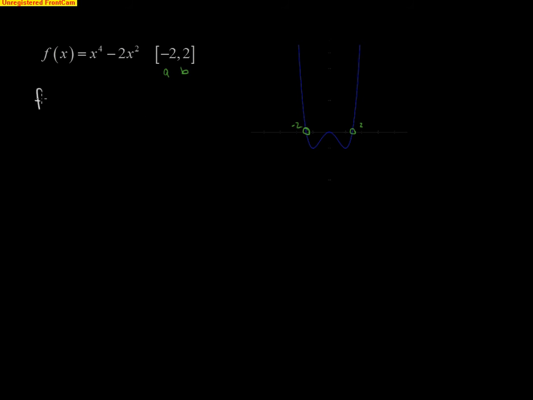So let's make sure we find the derivative. The derivative is going to be what? 4x cubed minus 4x. So there's no problems with the derivative. And then the endpoints have to be the same as well. So if we check the endpoints, that means I've got to plug into the original function f of negative 2. So that's going to be what? Negative 2 to the 4th, that's 16, minus 2 times 2 squared. Yeah, that's going to be 4.